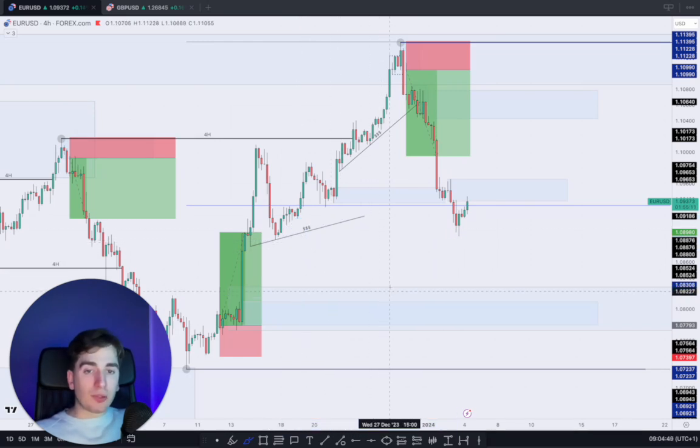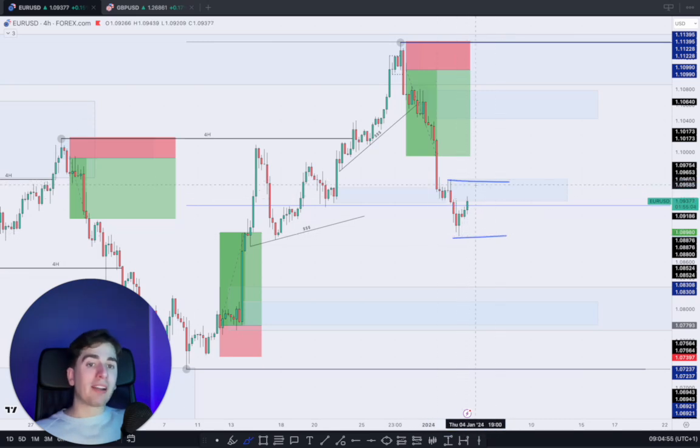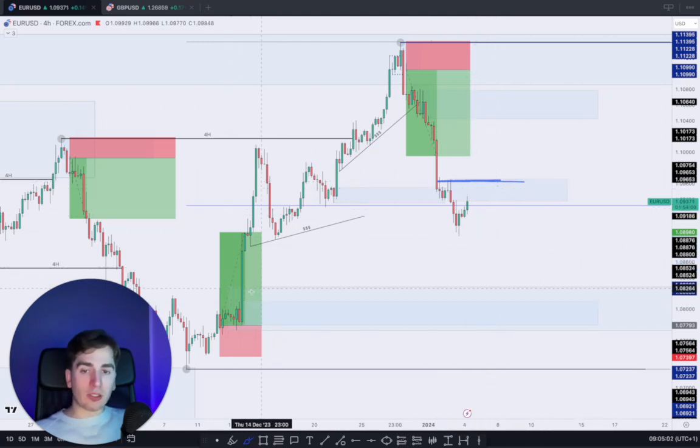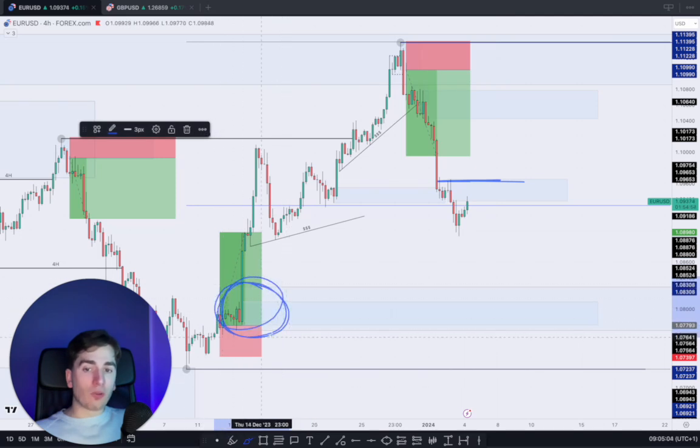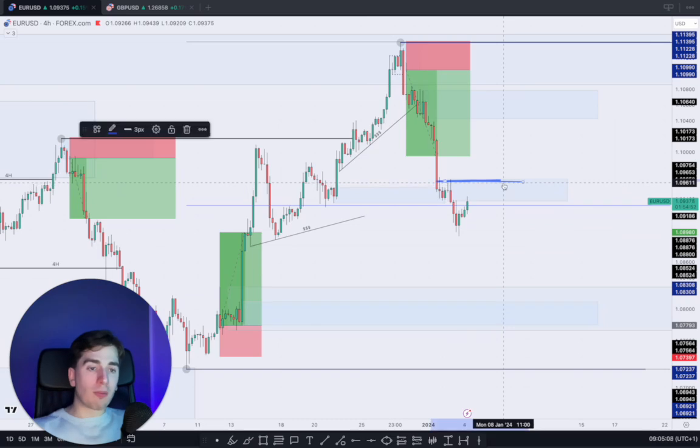The daily fractal is now bearish as well. The 4-hour fractal is bearish as well. We have a 4-hour supply over here. So as long as this high over here is respected, I am looking to trade EURUSD further in towards the downside, towards this daily area and this 4-hour area of demand. So that is EURUSD for myself.